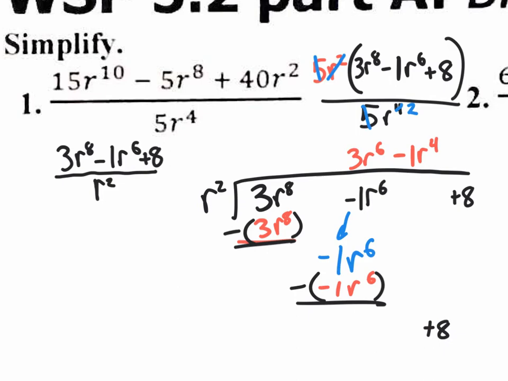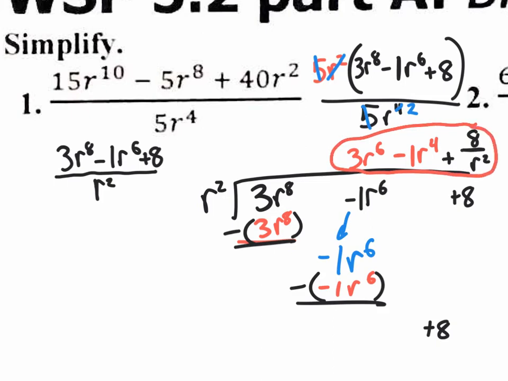So your answer is 3r to the 6th minus 1r to the 4th plus 8. So I'm going to put plus, but I'm going to put a fraction with the 8 up on top because that's your remainder. The remainder always goes over the original divisor, r squared. Ladies and gentlemen, this is your answer for number 1.